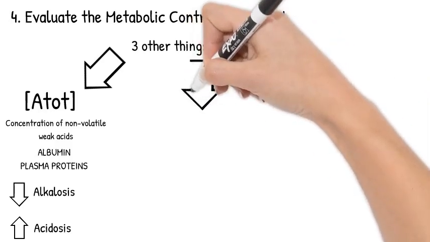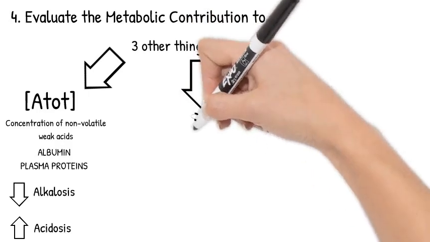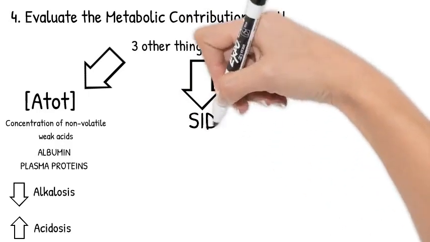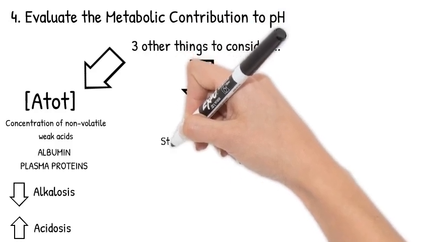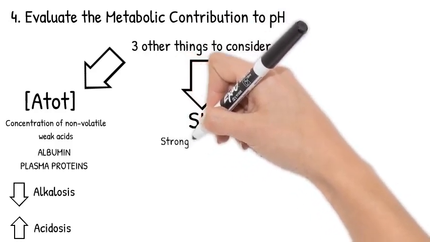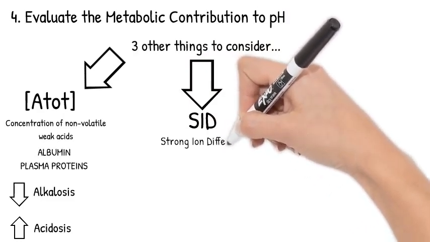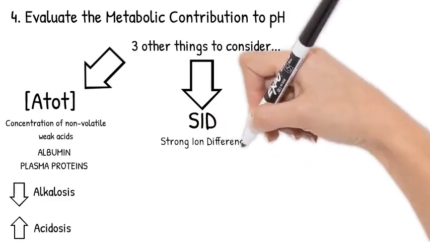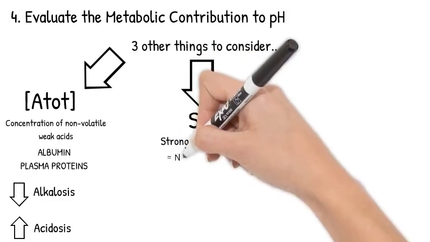Now, what is a strong ion? A strong ion is any ion that will fully dissociate in solution. Sodium chloride, strong ions. Bicarb, not a strong ion. So we'll put the formula up here for you guys now that you can see. And important to note that things like lactate and urate are also strong acids.